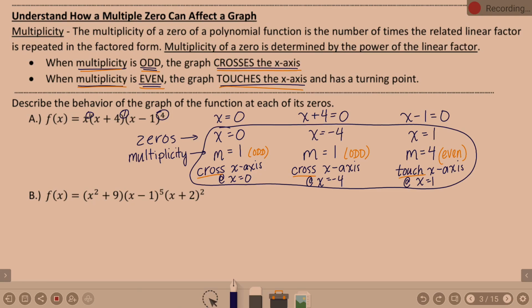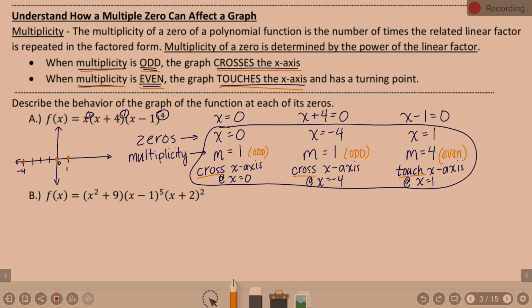Okay, now, real quick, let's talk about the graph here. I'm just doing a quick little sketch. And notice, this sketch isn't something that was stated in the directions, right? This sketch is just trying to help you guys understand what this graph would look like. We had zeros at what? 0, -4, and 1, right? So I know my graph has to touch or cross at each of those points.